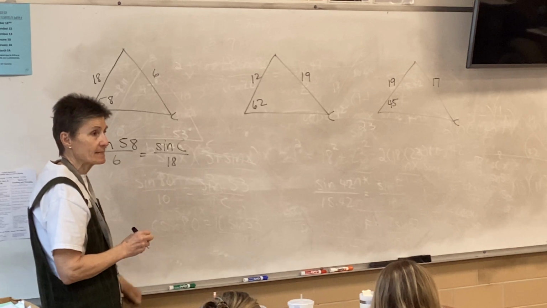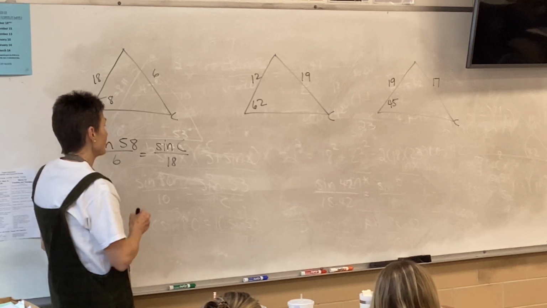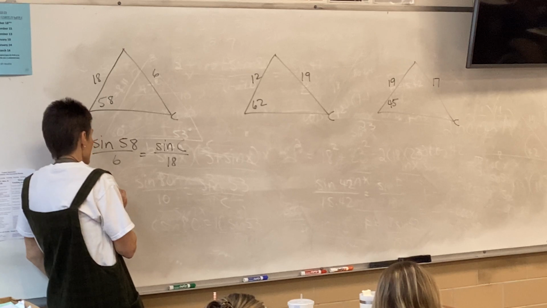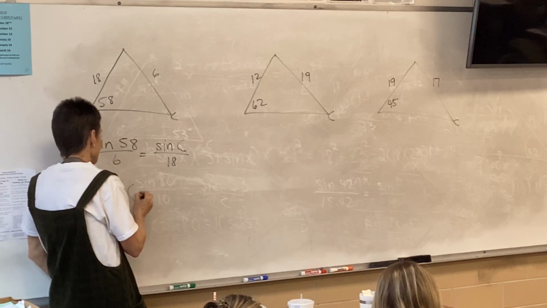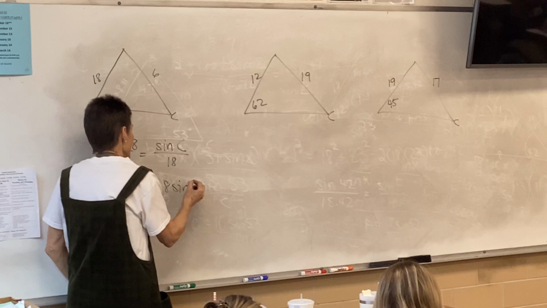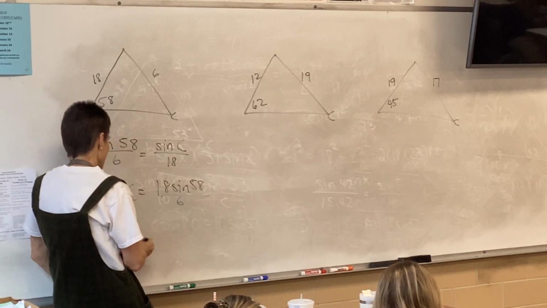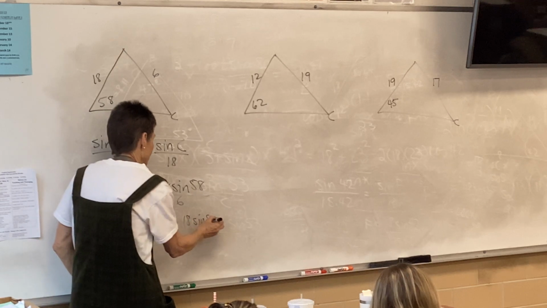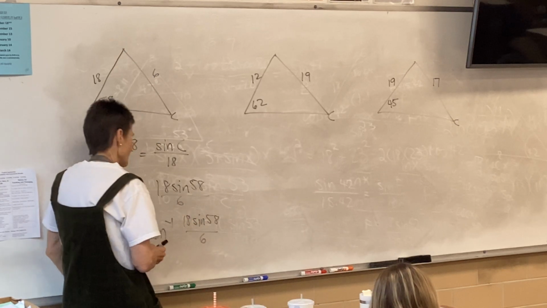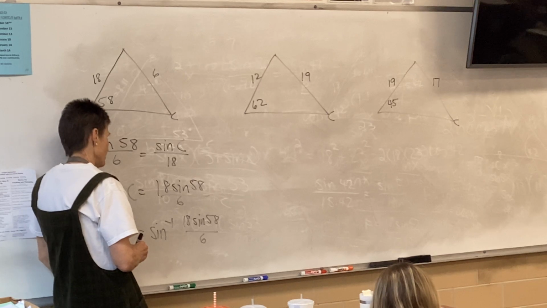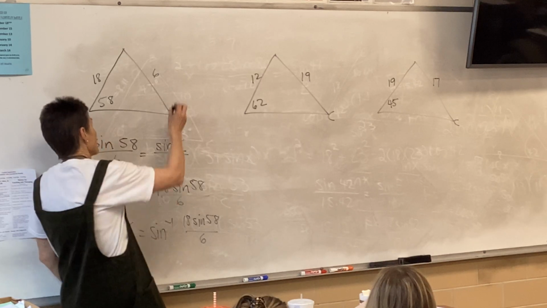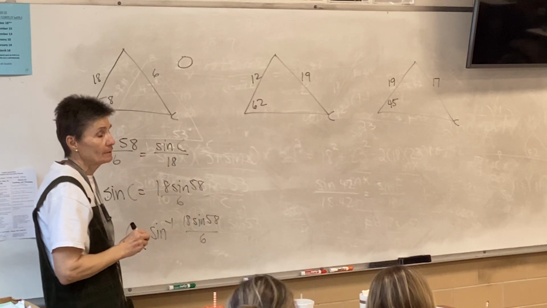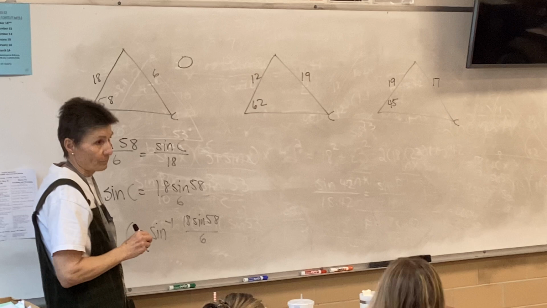Am I going to have to second sine this? Absolutely. You're looking for an angle, you're trying to find angle C. So you're going to have sine C equal to 18 sine 58 over 6. So you have to second sine that big fraction. Something about that doesn't seem right. Did you get an error? Yeah. So what does that mean? No triangles possible. Got an error? Moving on.